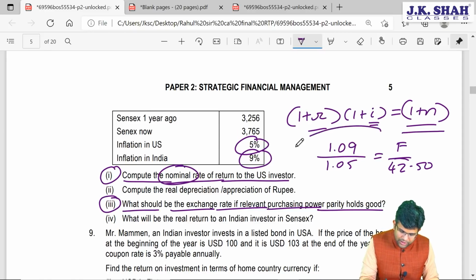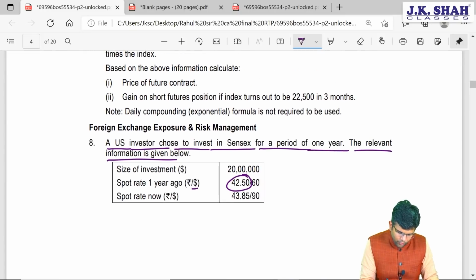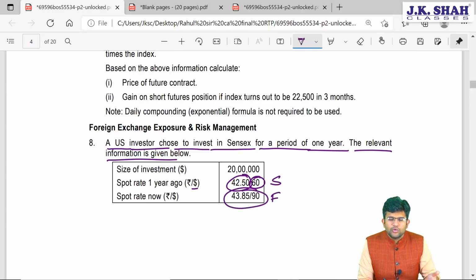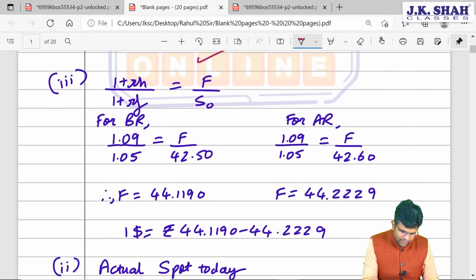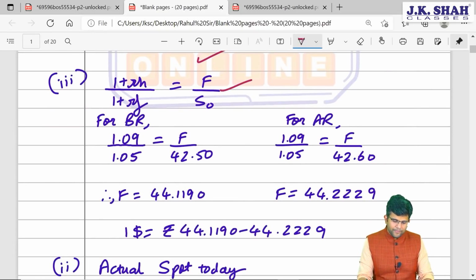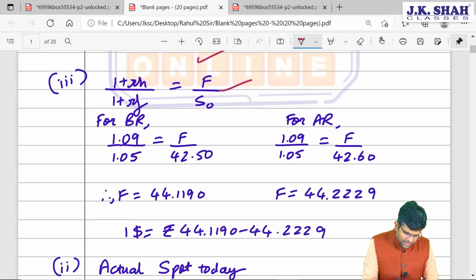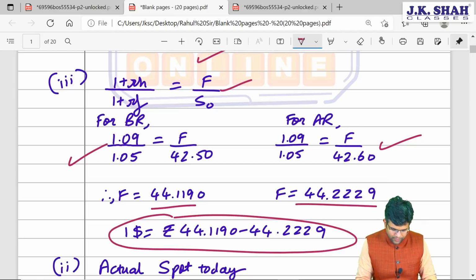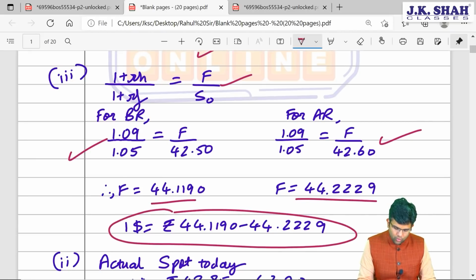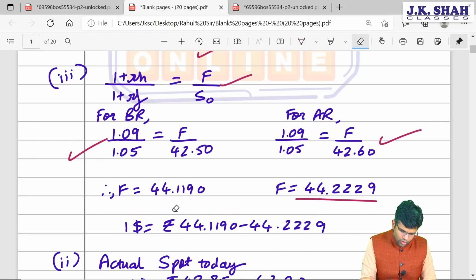You will have to do this calculation twice, one for 42.5 and one for 42.6. Children, this is like spot and this is like the forward in 1 year's time. So students, let's do it twice, one for bid rate, one for ask rate. I've done it here. (1 + RH) upon (1 + RF) is equal to F upon S0. This is for the bid rate, this is for the ask rate. If we solve this, we get the theoretical forward as $1 equal to rupees 44.1190 dash 44.2229.